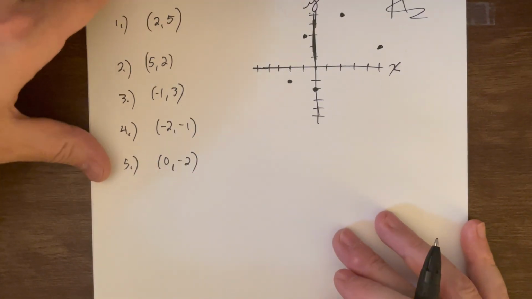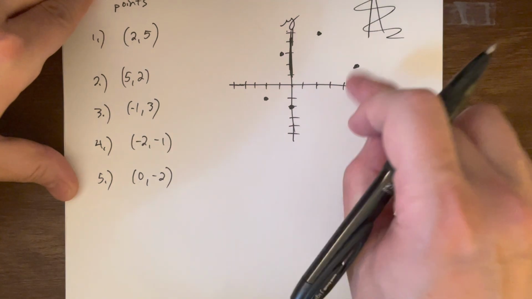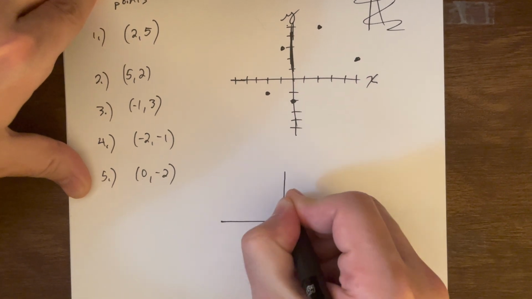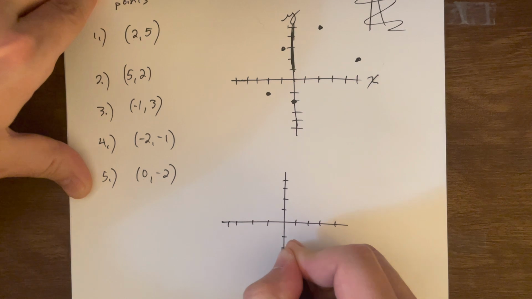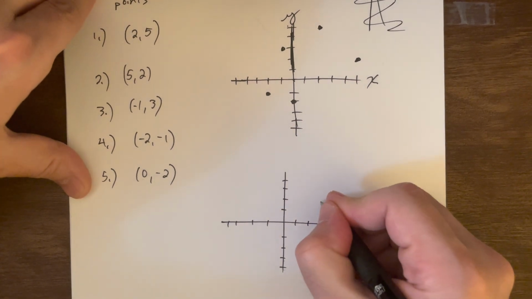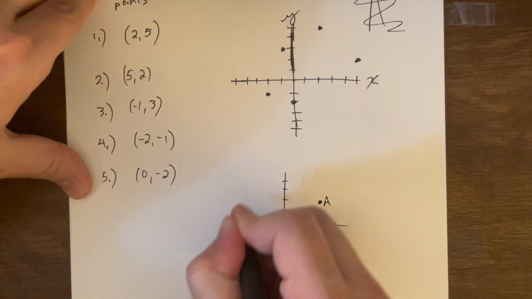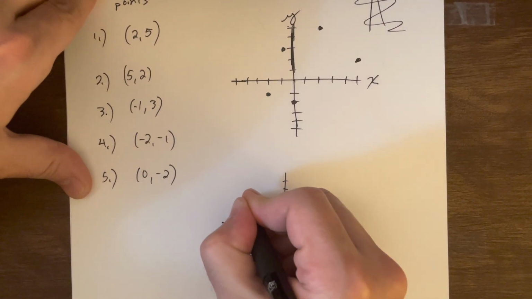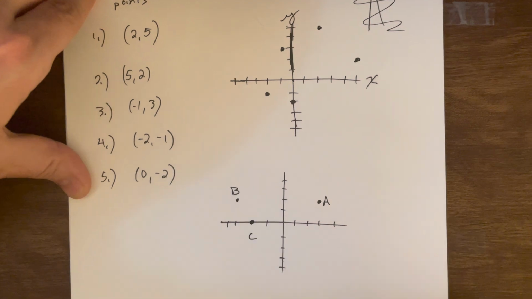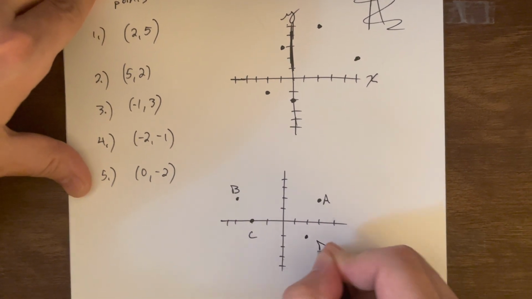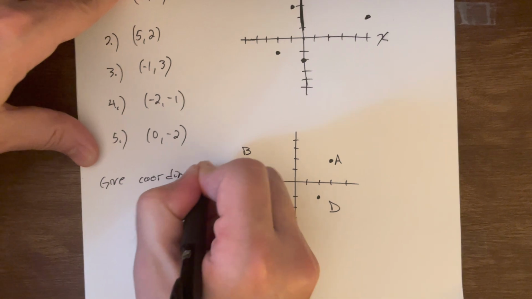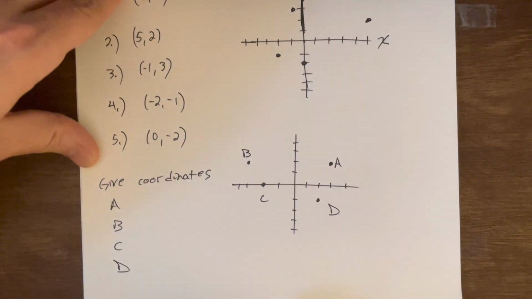All right, but like I said, we should be able to do this in reverse. We had the xy points, we could plot them. Here's a graph, and now I'm just going to give you points. We're going to make this point A. This is point B. We'll do this one as point C, and this one as point D. And my directions say, give the coordinates of A, B, C, and D.